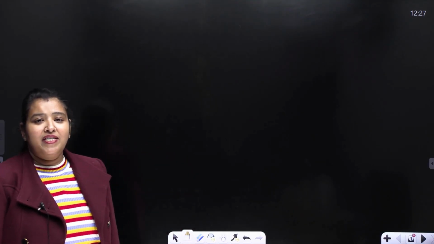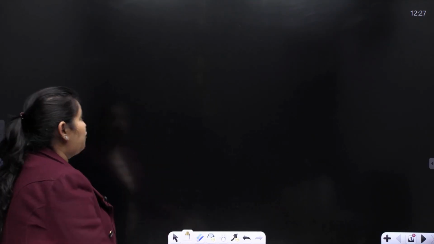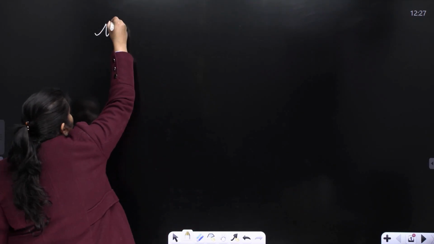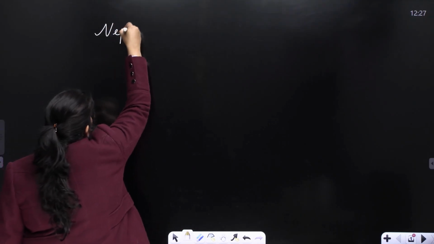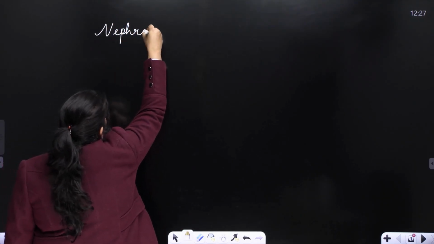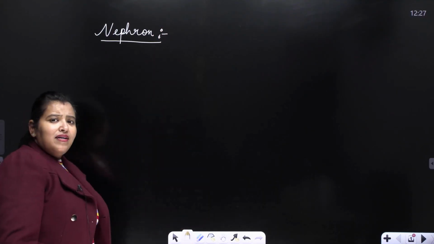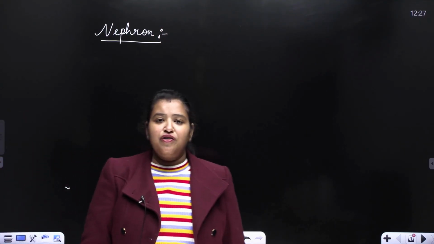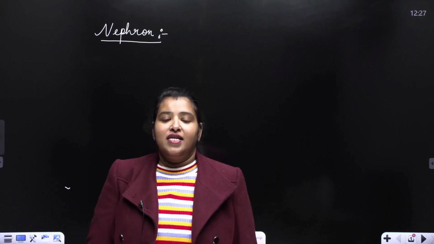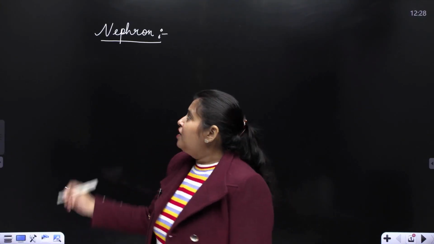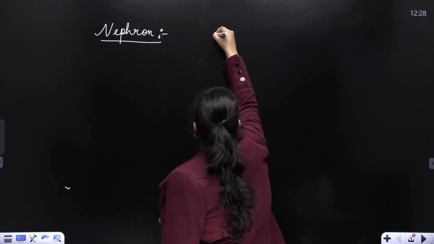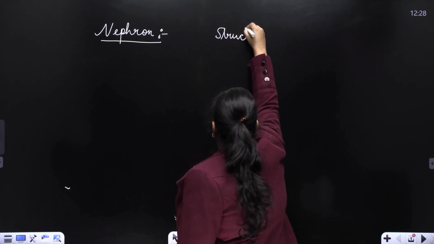So today I will take up the topic nephron, which I have already told you is the structural and functional unit of the kidneys. Why is it the structural and the functional unit of the kidneys? Because it helps in filtration of the blood. All right. So first we will talk about the structure of nephron.